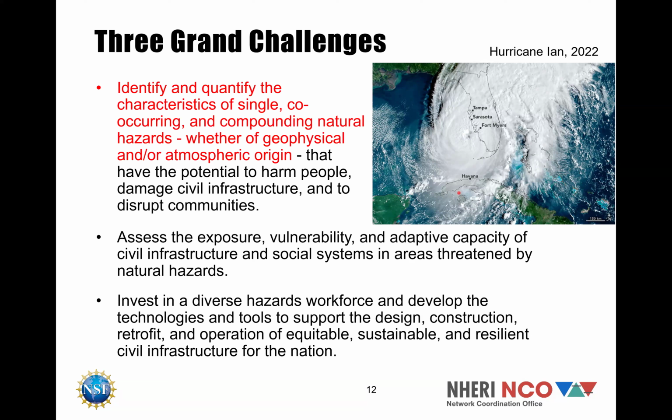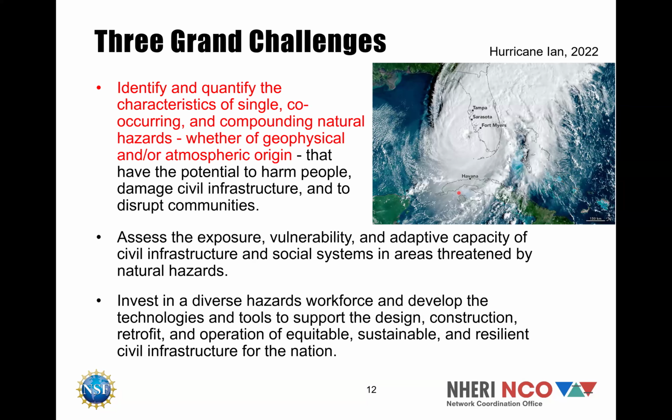And the first one is to identify and quantify the characteristics of not just single hazards, but co-occurring and compounding natural hazards, whether of geophysical and/or atmospheric origin. So we have in the past often focused: I'm a hurricane engineer, or I'm a seismic engineer, or I'm a tsunami engineer. We've tended to focus and silo ourselves on one hazard. But many hazards are co-occurring, or one will cause another. For example, an earthquake causing a tsunami. So we do need to deal with them as co-occurring or compounding.